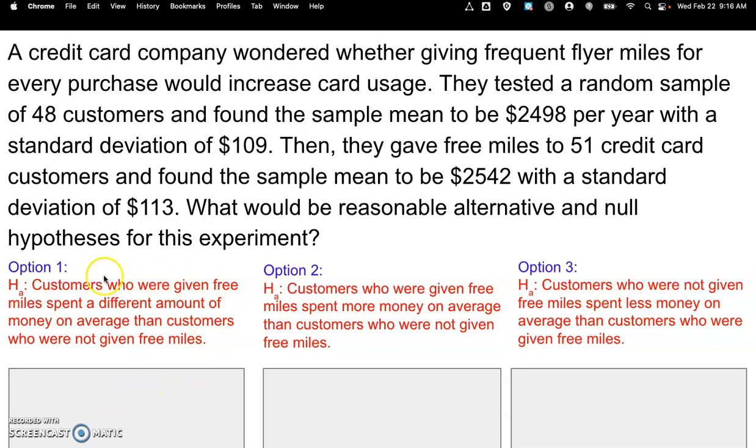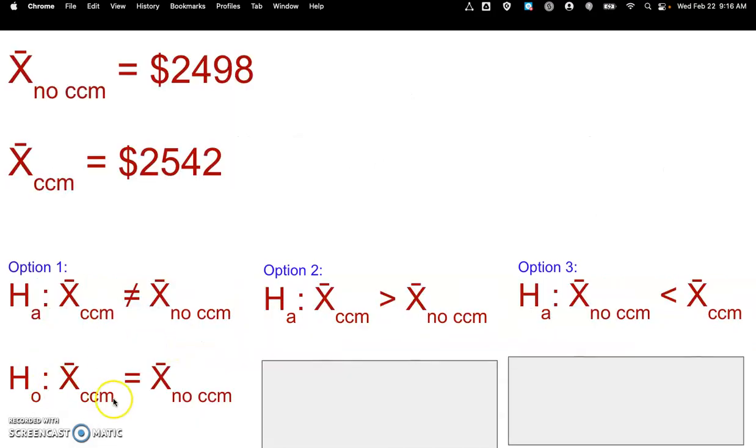What's the opposite of saying that customers who were given free miles spent a different amount of money on average than customers who are not given free miles? So we're saying that the means are equal. This is where I think a lot of people are getting confused, because we look at those two means and they're obviously not equal, right? 2,542 is not equal to 2,498. However, when we're making the null hypothesis, I know I'm writing equals here, we're not actually hypothesizing that they're equal, but rather we're hypothesizing that the difference cannot be explained with random chance.